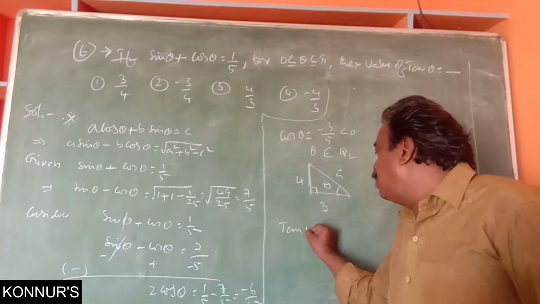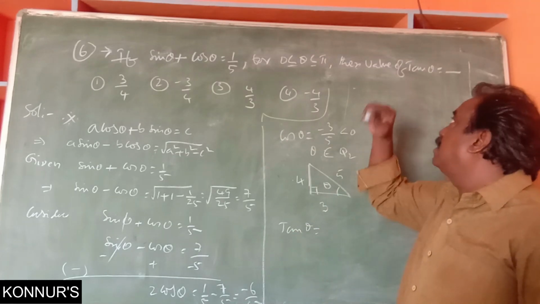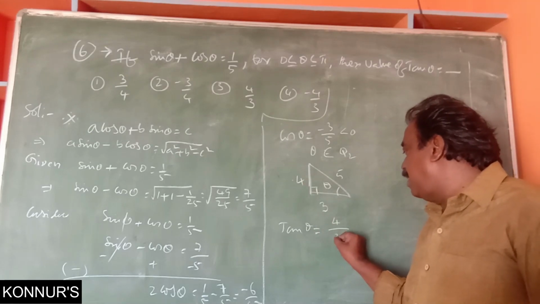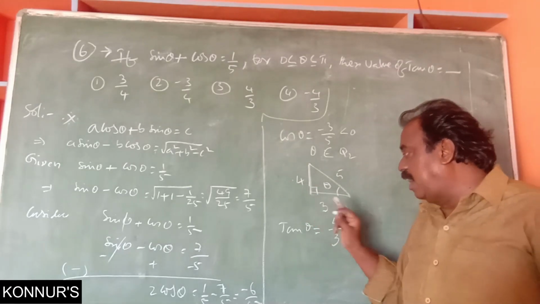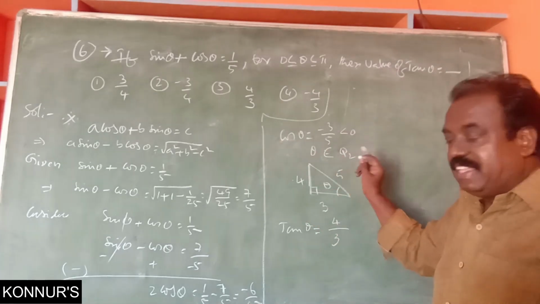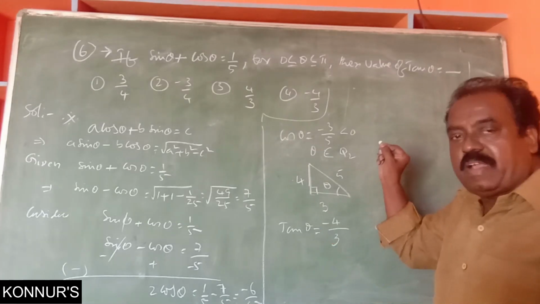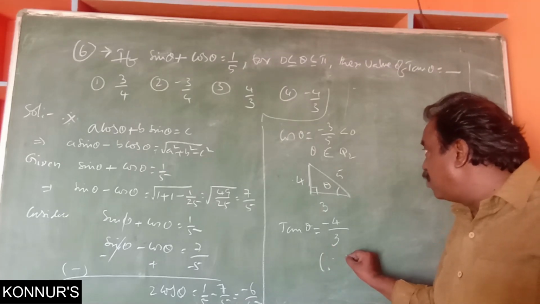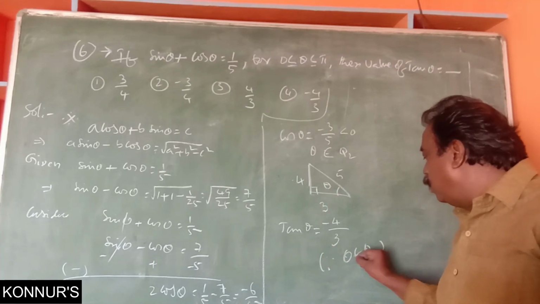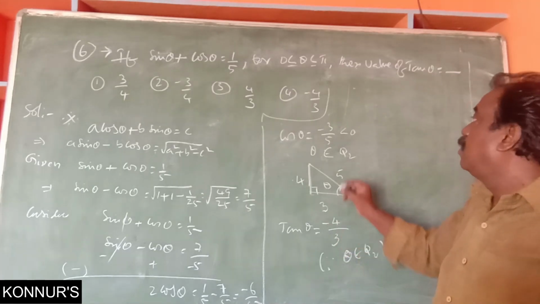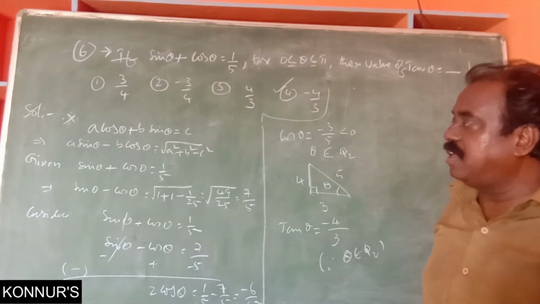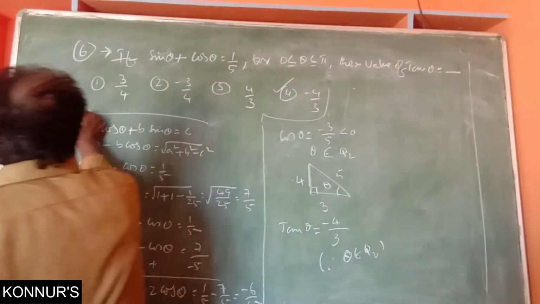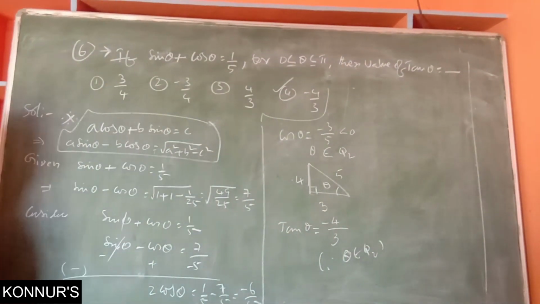Now, what about the value of tan theta? We are asked for the tan theta value here. Tan theta is opposite side 4 by adjacent side 3, so 4 by 3. But theta is in the second quadrant, so it is minus 4 by 3. Don't forget, this is important, because theta belongs to Q2. So we get minus 4 by 3. So the answer is this one. Here, the important concept is this formula. It is to be noted. Okay, now please note it.